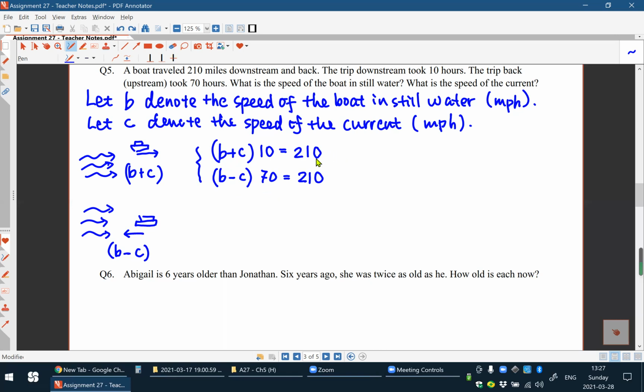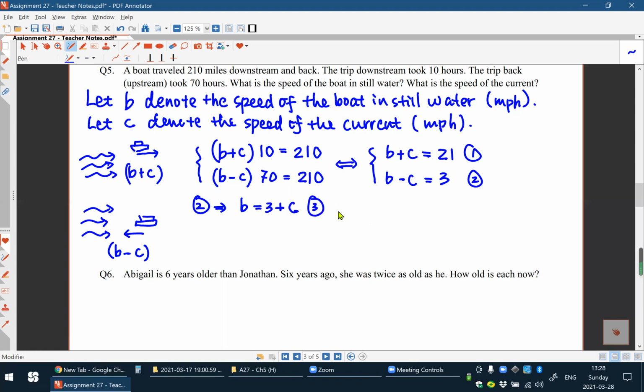Okay, now let's try to solve these equations. First of all, we can simplify them. In the first equation, we can divide both sides by 10. So that means B plus C is 21, right? Second equation, we have B minus C is 210 divided by 70, which is 3, right? Now this system looks simpler, right? Suppose we label them 1 and 2. From equation 2, we have B is actually 3 plus C. Let's call this 3. And then let's put 3 back into equation 1. Then you will get 3 plus C plus C equals 21, right?